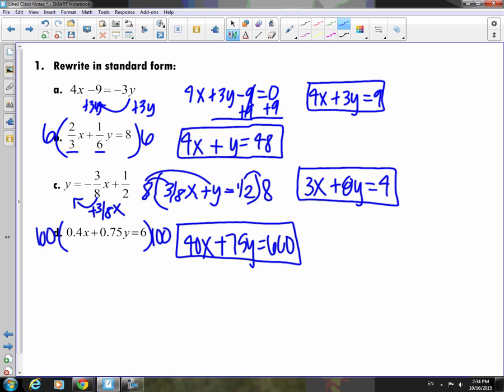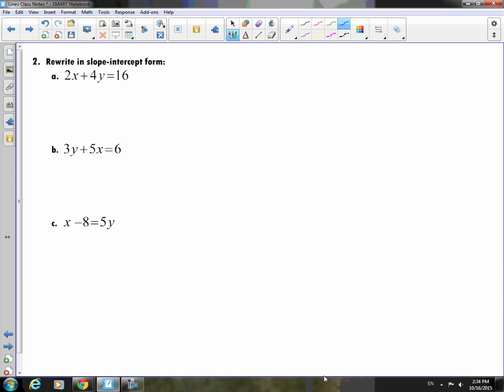Okay, so turning things into standard form. Part 2 is taking standard form and rewriting into slope-intercept form. And we've done this a lot, so hopefully this way is a little bit easier. So I should start by subtracting 2x from each side. So that's going to leave me with 4y equals negative 2x plus 16.